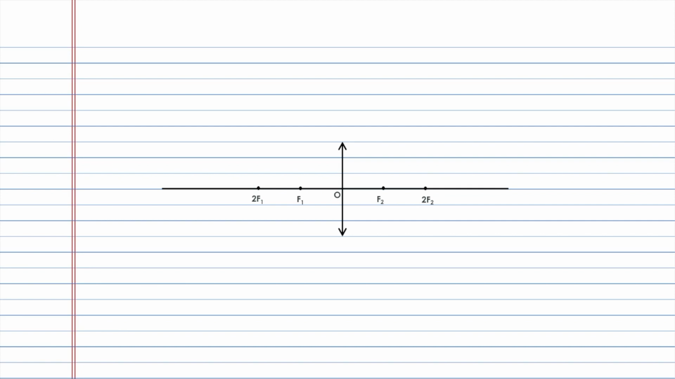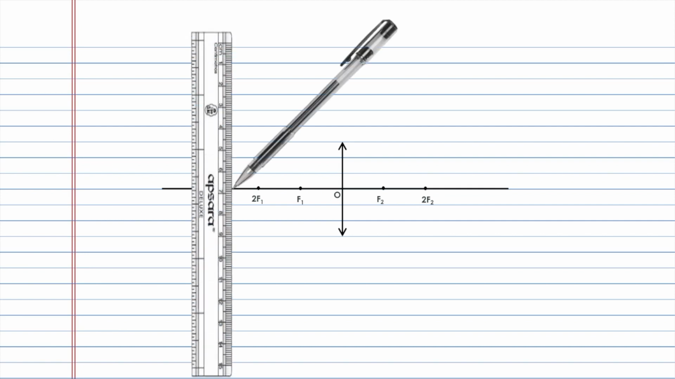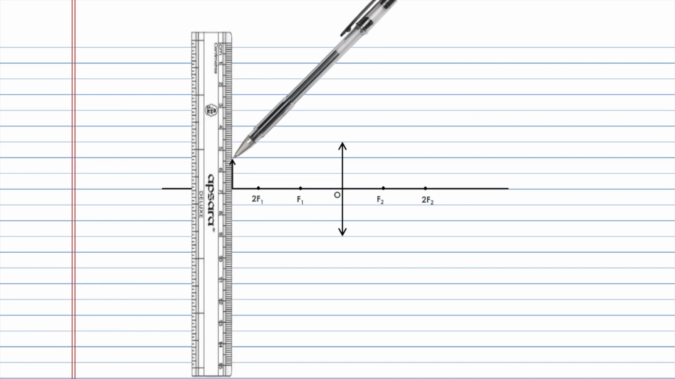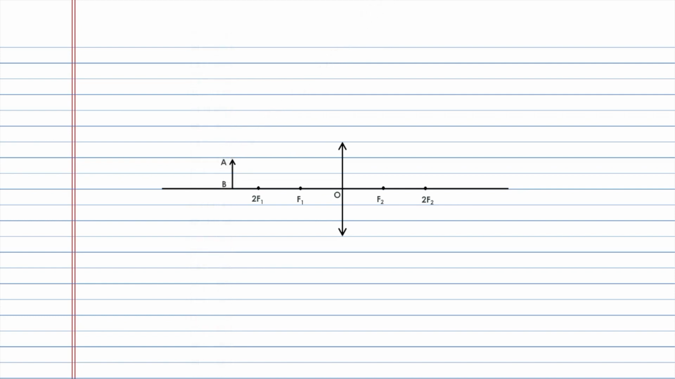We will now draw the object. So take the scale and pen again and draw an object that is exactly 2 lines tall. Label the object AB such that B is on the principal axis.